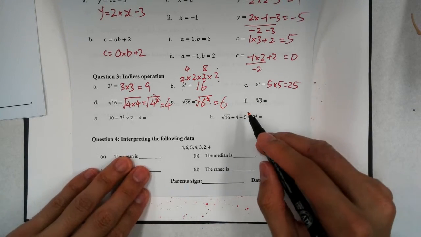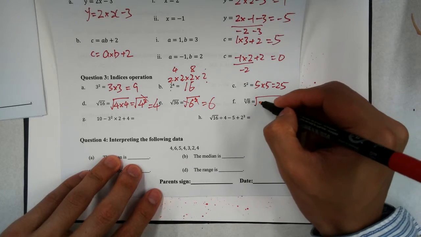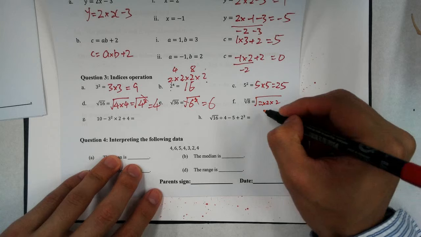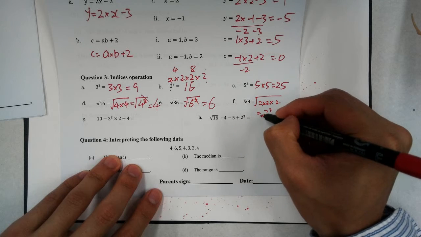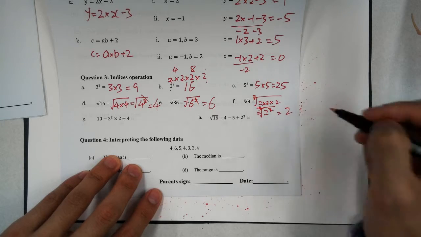Cube root is similar, but now we need to use 3 numbers times together. So 8 we know is 2 times 2 times 2, which is 2 to the power of 3, and then cube root and cube can be cancelled, so the answer is 2.